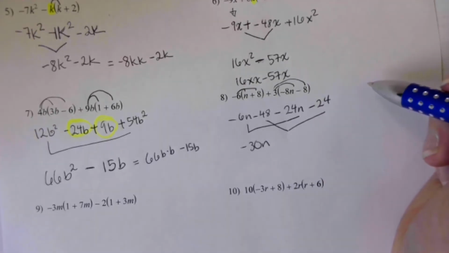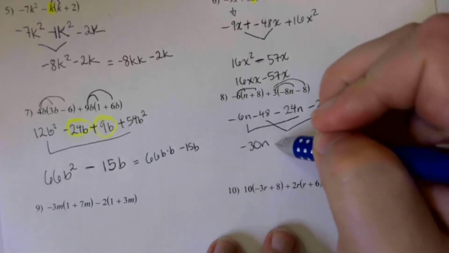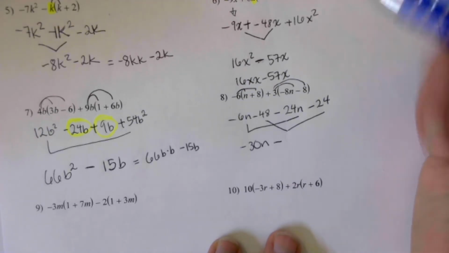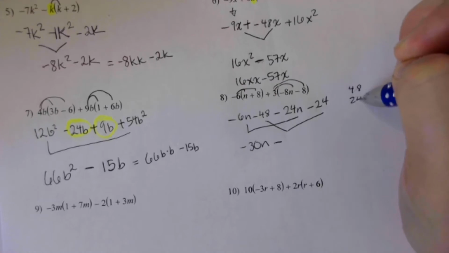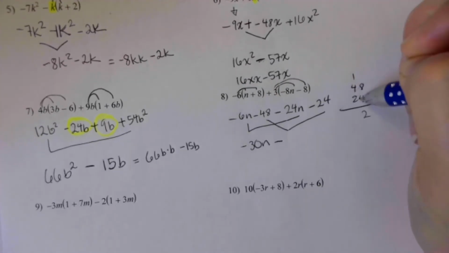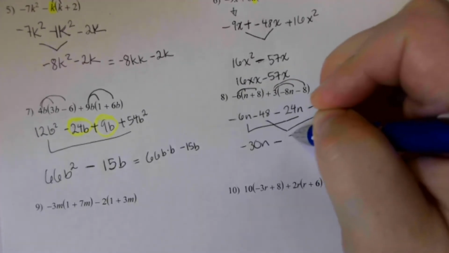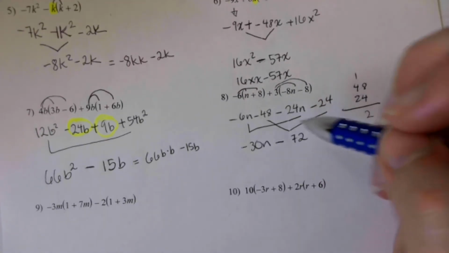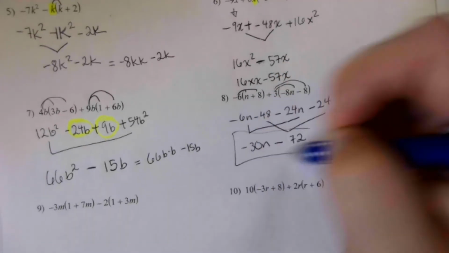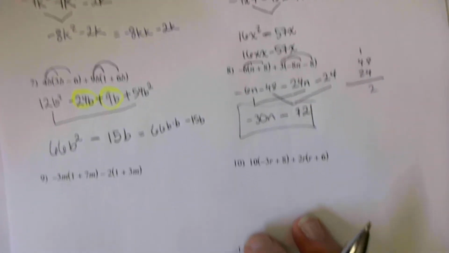48 and 24. They're both negative, so I know it's going to come out negative. I need to add it. 48 plus 24 is 72. And that's it. Last two.